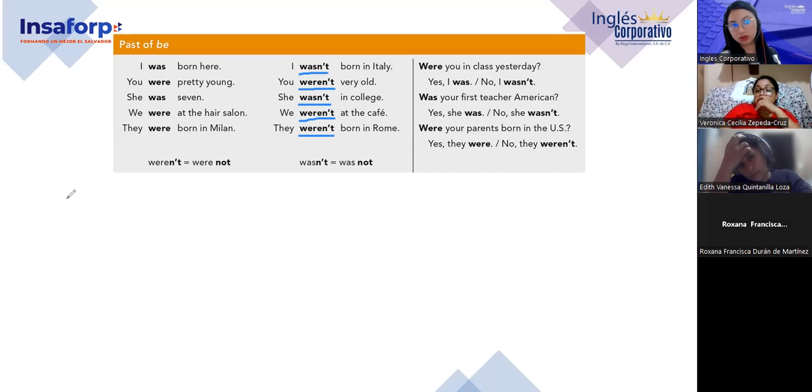Creo que les decía también en una de las clases que está el pasado del verbo to be, weren't, se pronuncia en una sola sílaba, ¿sí? No sería weren't, not really. Se pronuncia en una sola sílaba, weren't. Entonces, ¿quieren practicarlo? Está claro en la plataforma.